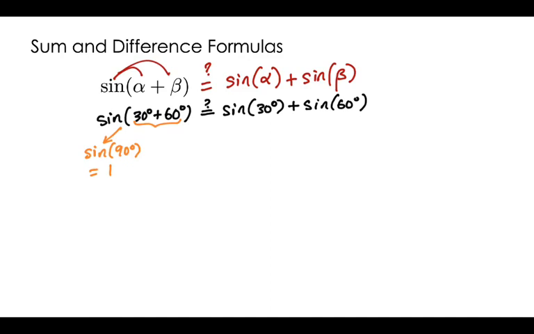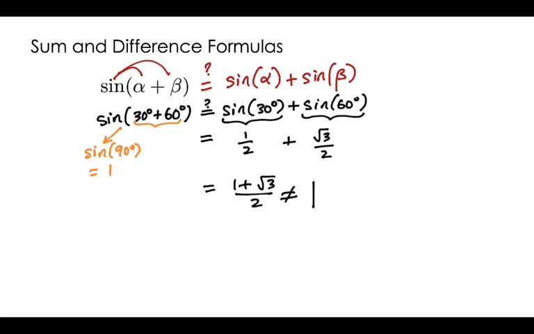So go over to sine of 30 on your unit circle. Sine 30 is equal to a half, and sine 60 is root 3 over 2. When I add those together, there's already a common denominator. I just had to add across the top and copy the common denominator. And 1 plus the square root of 3 over 2 is not equal to 1. That is not the right answer. So this question mark up here, can I do this? No, I can't.